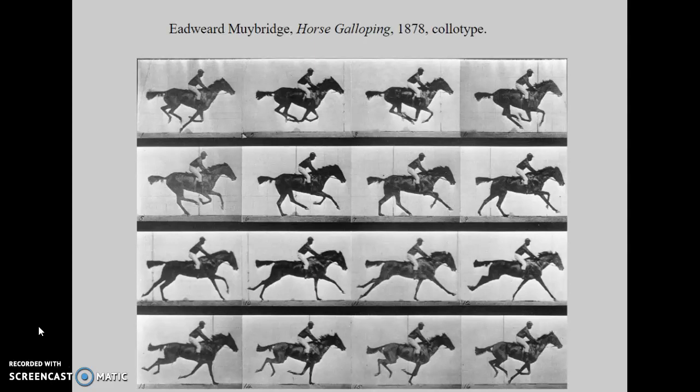Muybridge himself takes each of these photographs on a different camera. At the time, cameras couldn't take a series of photographs like this. And he sets up, in fact, 14 different cameras, although there's only 12 pictures in this particular set, all on tripwire. So as the horse moves by, it triggers the camera and takes a picture.